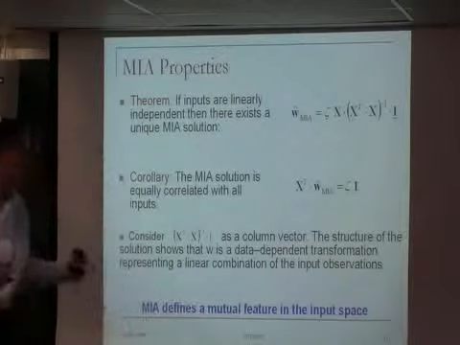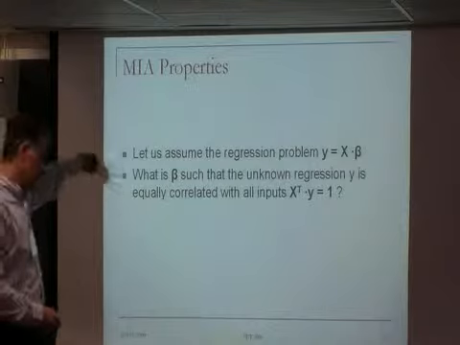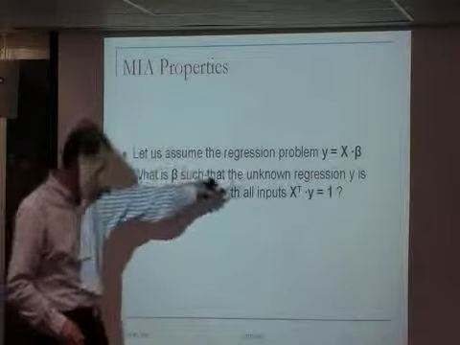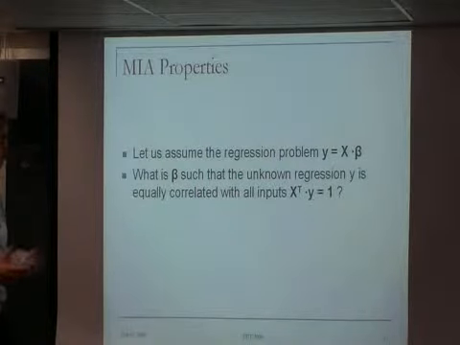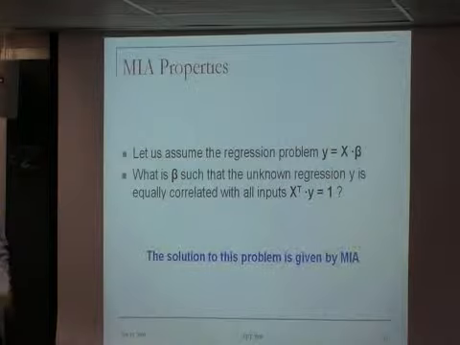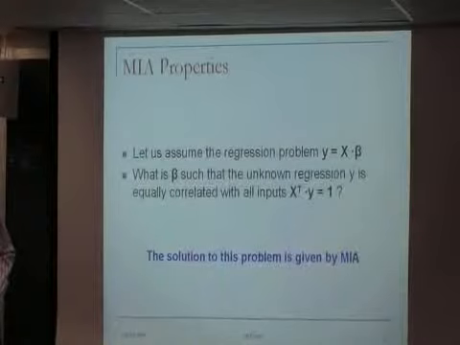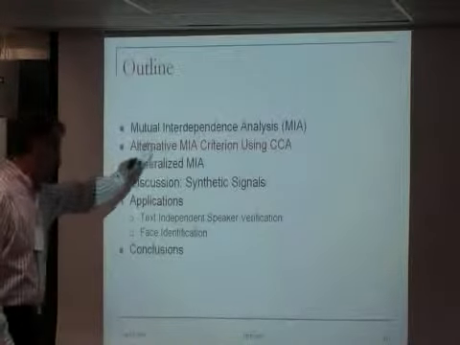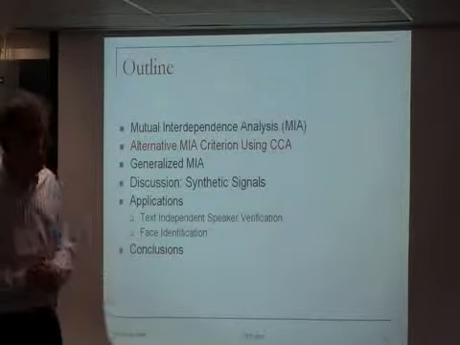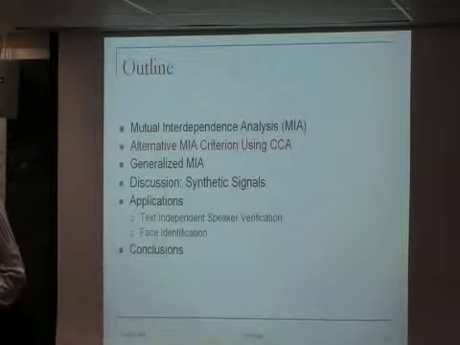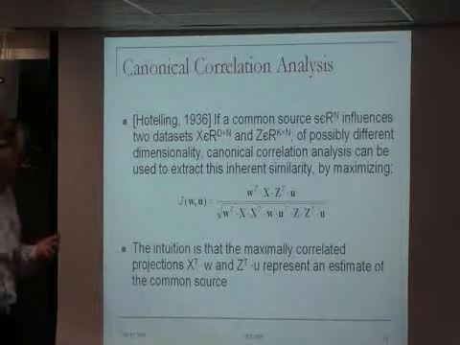Right, so MIA defines this mutual feature in the input space. So let's see a few other properties. Assume the regression problem, y equals x times beta. So what is beta such that the unknown regression is equally correlated with all the inputs? You guessed it, the solution is given by MIA. So that's a relation with linear regression. Okay. I still have a question mark: why in the space of the inputs and so on? Let's take a look at the alternative interpretation using canonical correlation.